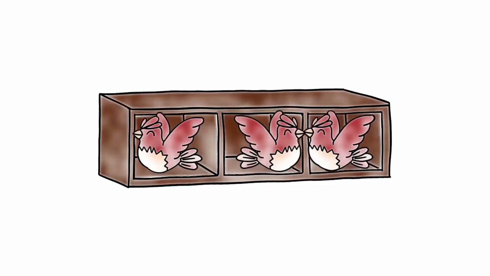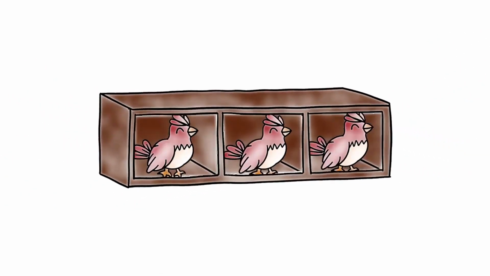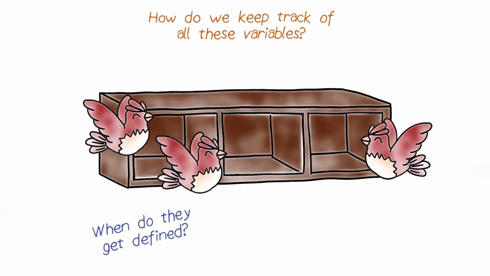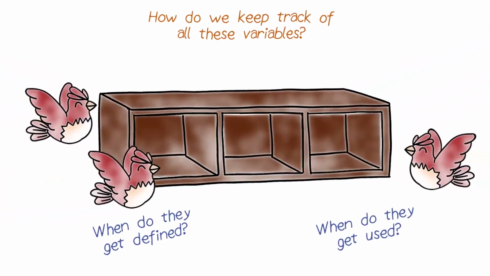Let's take a look at liveness analysis for our next lesson. We have figured out the flow of the program. Now we have to keep track of the variables used in each block. When do they get defined? When do they get used?